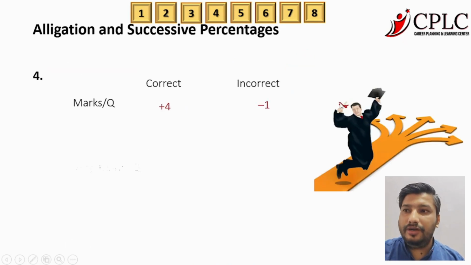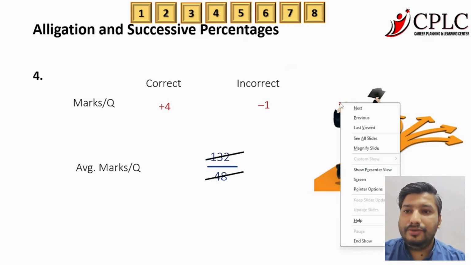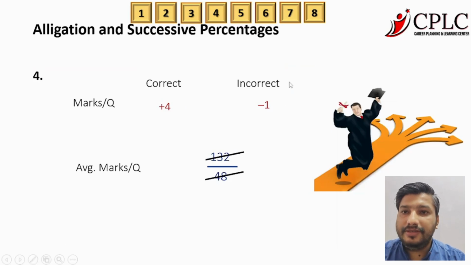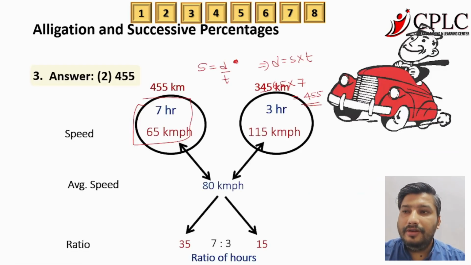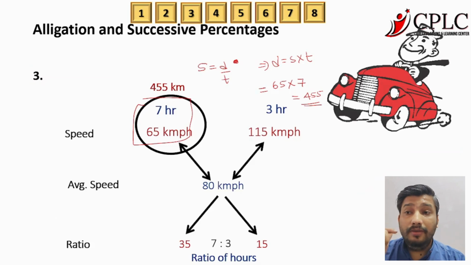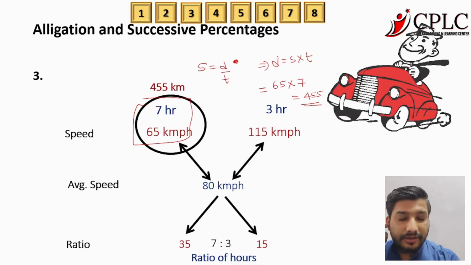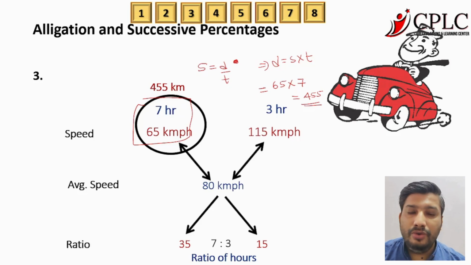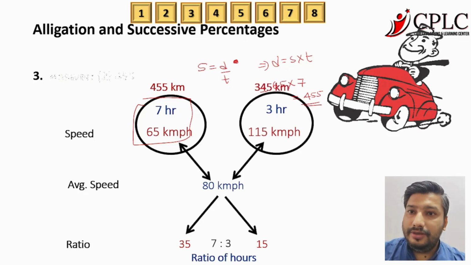So the correct answer is not 540, it is going to be 455, which is what you need to remember when you are working with such kinds of questions. One important point to remember here is that if you do alligation for speed, the ratio that you get is always going to be the ratio of the time. So that's about the third question.